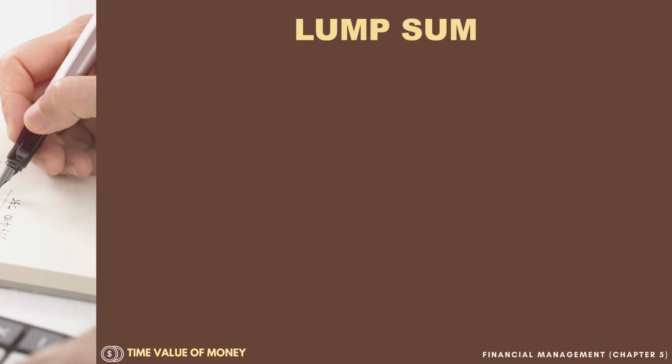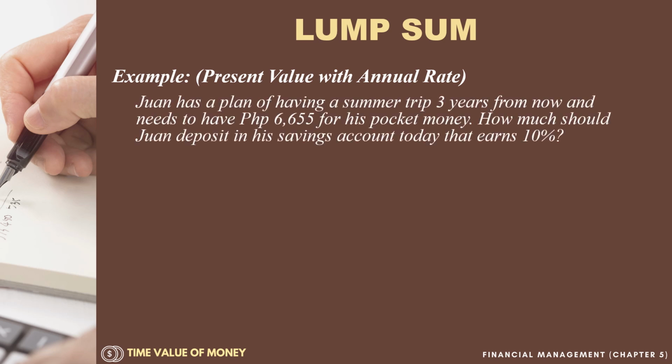Now, let's have another example for the lump sum computation. In this example, we will be having the present value with the annual rate. Our example here is similar to our previous example, but with a different scenario, because here Juan has a plan of having a summer trip 3 years from now and needs to have 6,655 for his pocket money.